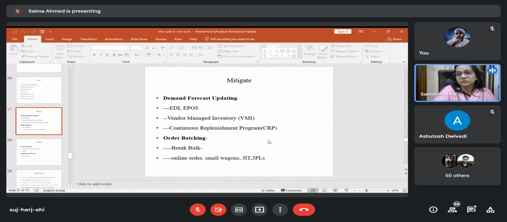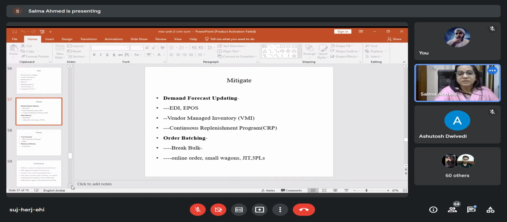And another is what we call a continuous replenishment program, which I think we discussed when we discussed the case of Walmart. In a continuous replenishment program, we go on replenishing on a daily basis. We replenish daily rather than wait and send stocks at the end of a week. So this is the continuous replenishment program under which we replenish daily. We don't replenish on a weekly or a monthly basis.